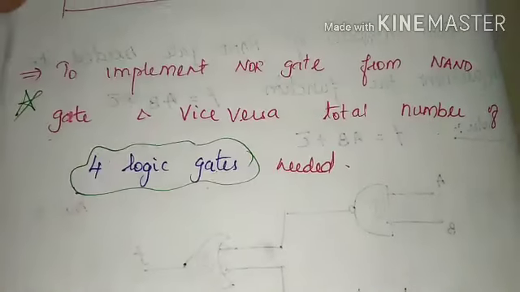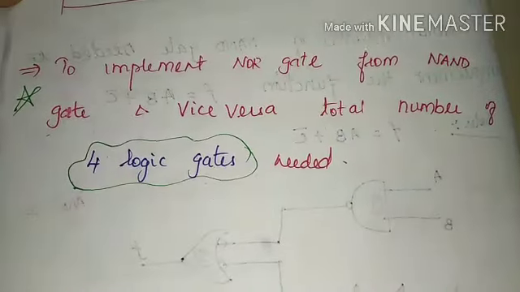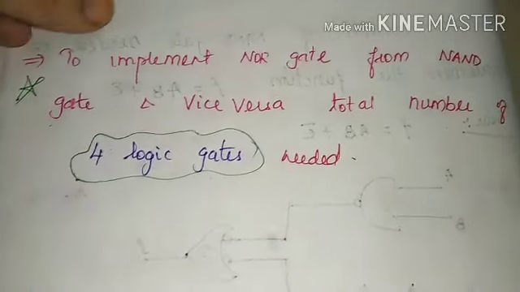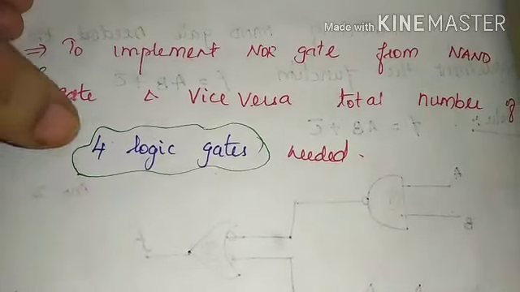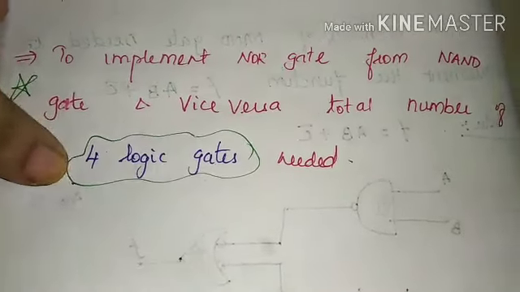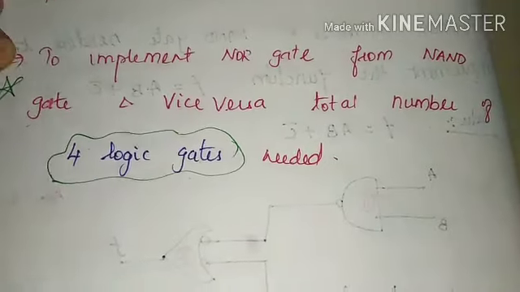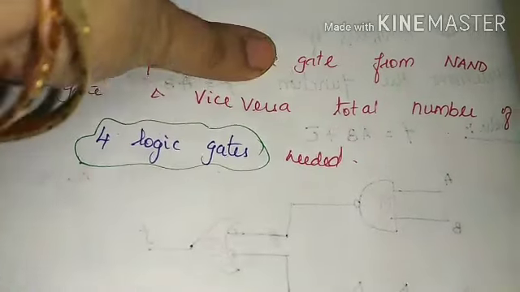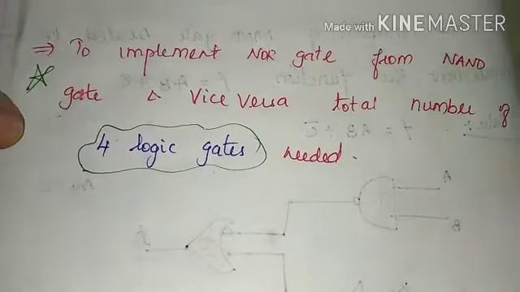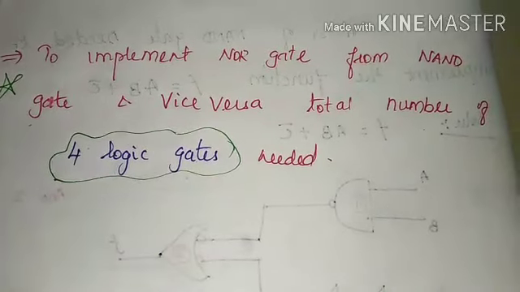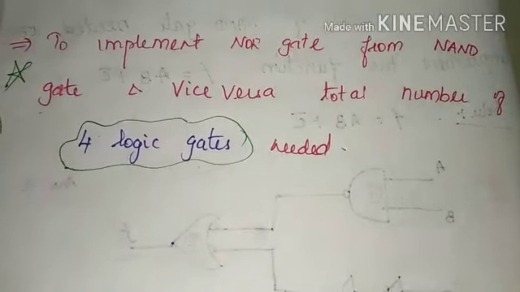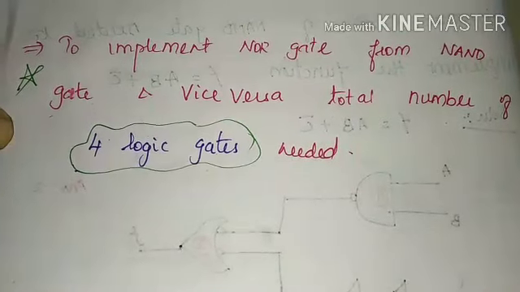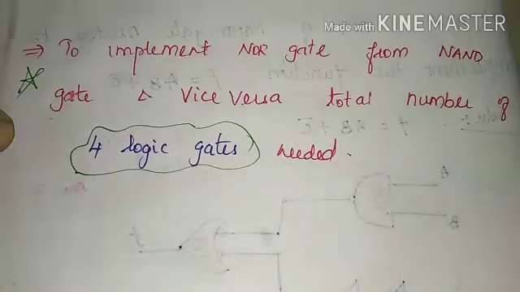See the last but most important point. To implement NOR gate from NAND gate or to implement NAND gate from NOR gate, then total number of logic gates required is 4. See, listen carefully. This is a very, very important point. To implement NOR gate from NAND gate or to implement NAND gate from NOR gate, the total number of logic gates required is 4. Right? So, these are all about the NAND gate and NOR gate requirements to form the basic gates as well as the basic functions in Boolean algebra.